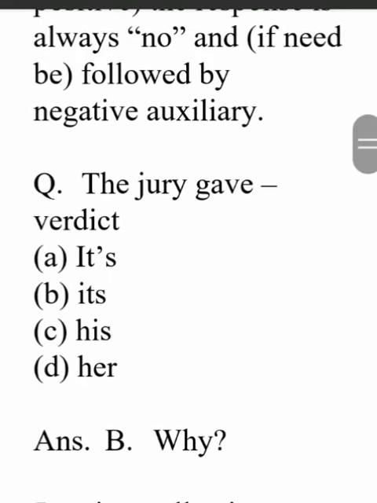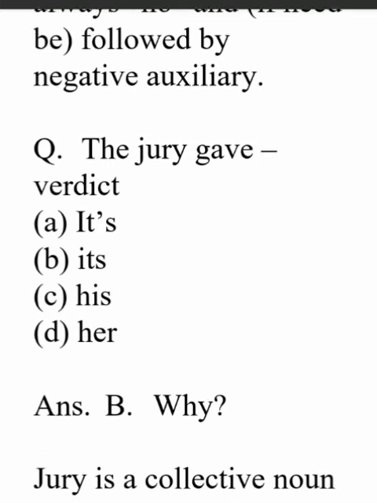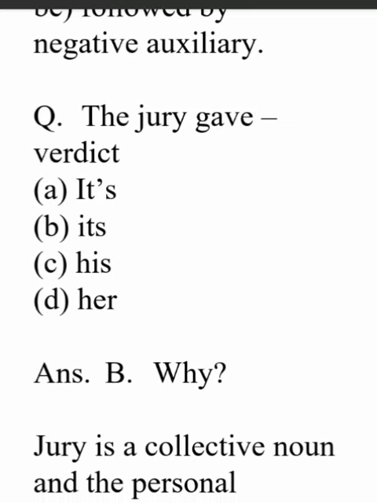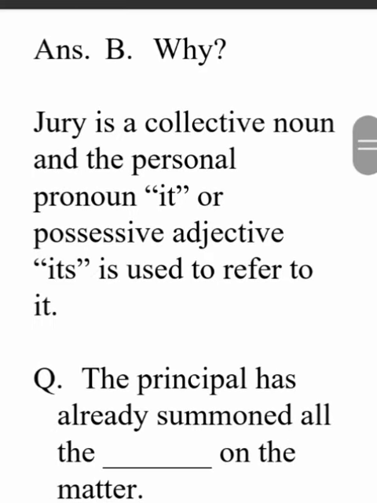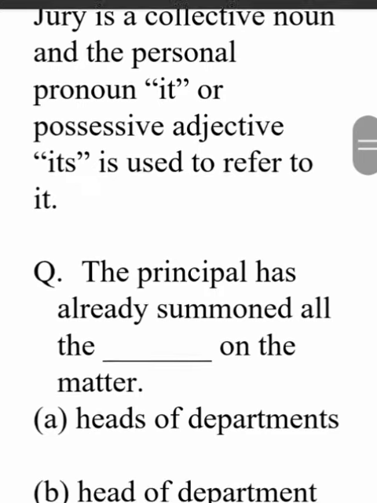Question. The jury gave dash verdict. A. Its. B. It's. C. His. D. Her. Answer: B. Why? Jury is a collective noun and the personal pronoun it or possessive adjective its is used to refer to it.